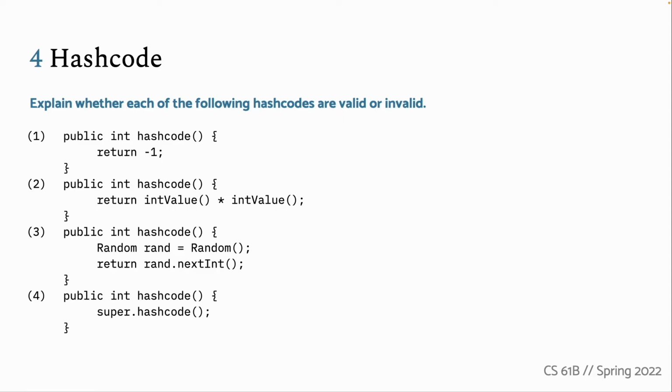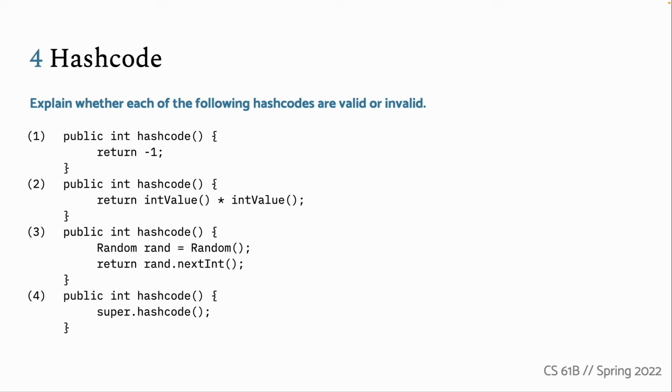And then similarly, an invalid hash code is one where the .equals function, two things that are equal, do not return the same hash code, because that violates the whole point of hash codes. But for valid hash codes, they can also be good or bad.